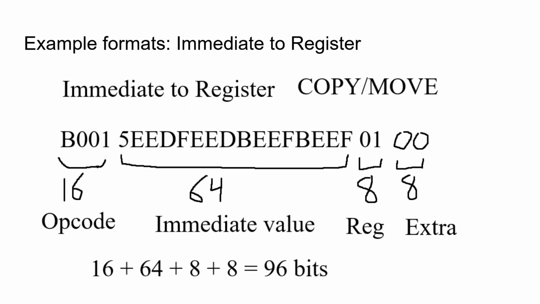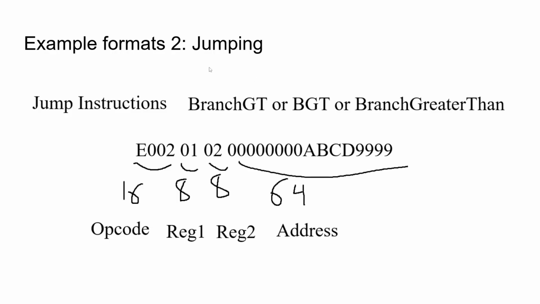Here's immediate to register. We got this copy instruction. This is like the move from x86. We read it from left to right. So move C-E-E-D B-E-E-F to this register. It's some number that you can convert to decimal. And then these 2 extra zeros you don't need. That's the math to see that it's a 96-bit instruction. Or there's a jump instruction. We got branch greater than, right? I would say E001 would just be a normal jump, and then these 2 would be empty, these 0 registers.